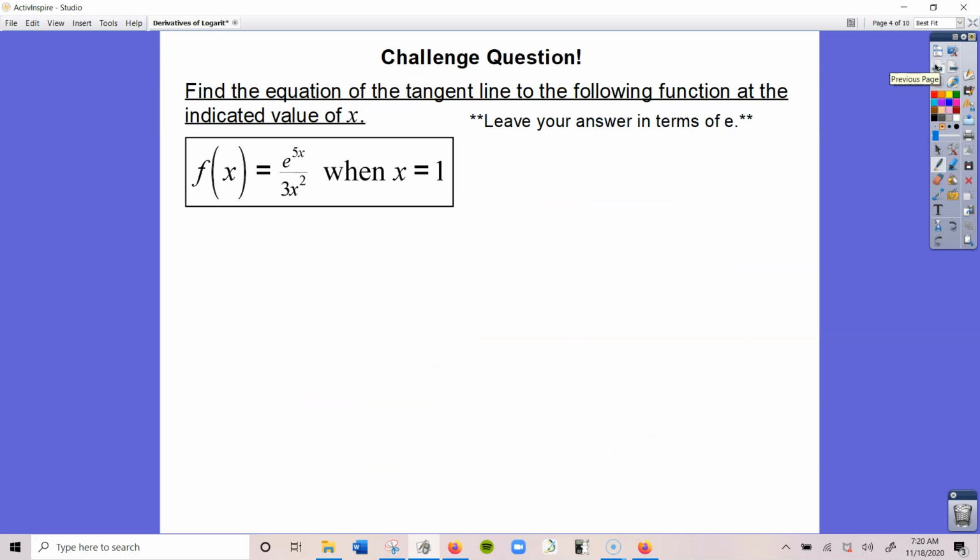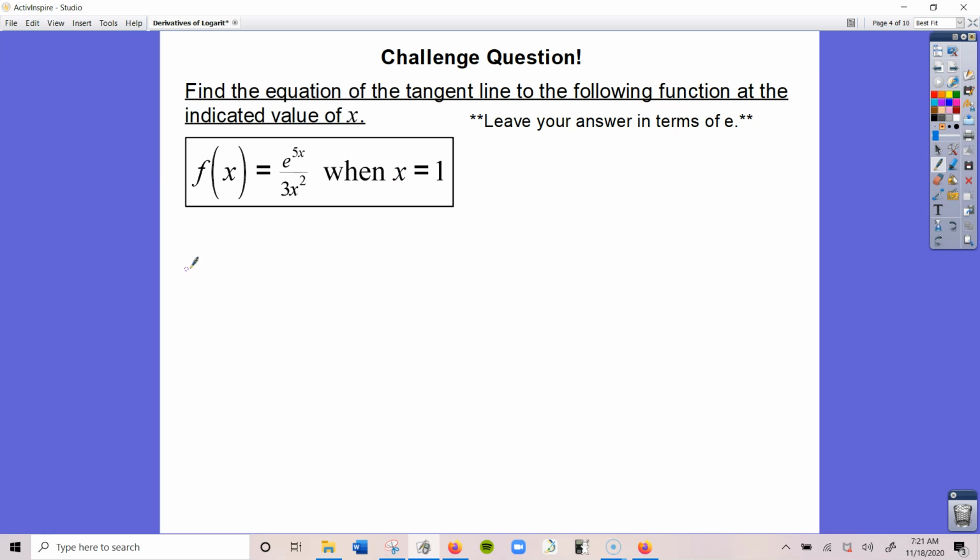Let's look at a challenge question. Here we have f of x is equal to e to the 5x over 3x squared, and we want to write the equation of the tangent line when x is equal to 1. This particular question is not a calculator question. So if it's not a calculator question, we're going to leave the answer in terms of e, meaning that e would be present in my answer. I won't have a decimal or anything like that.